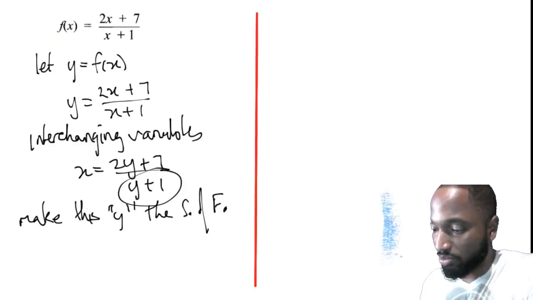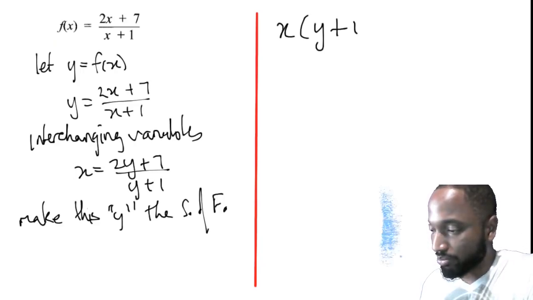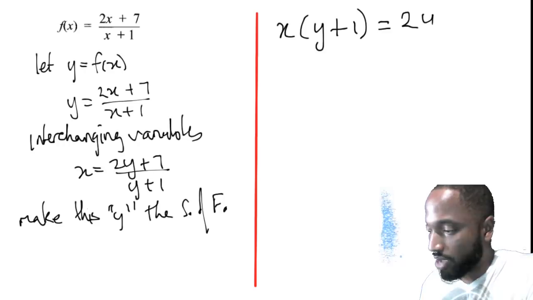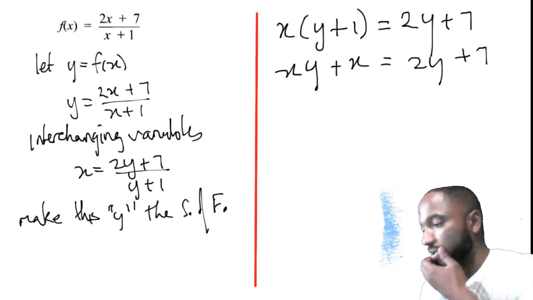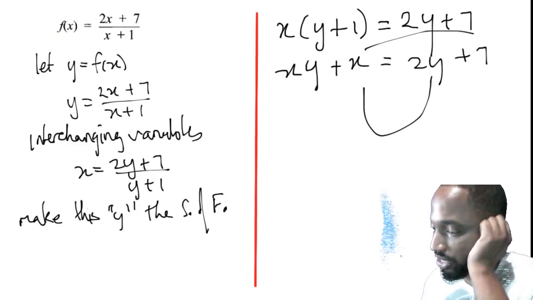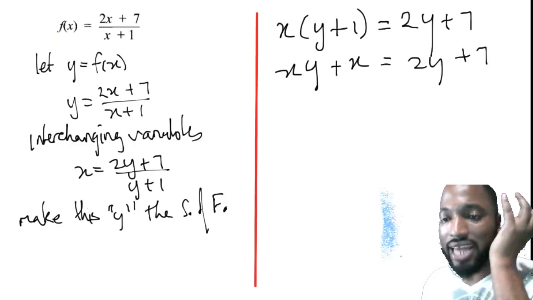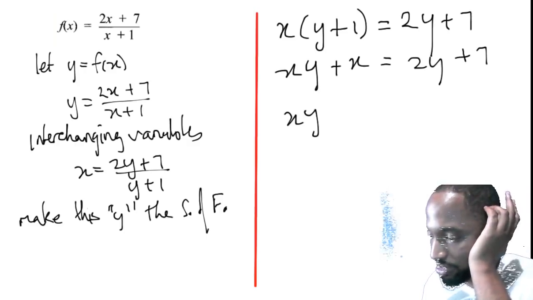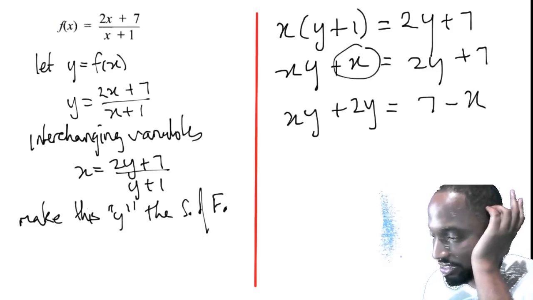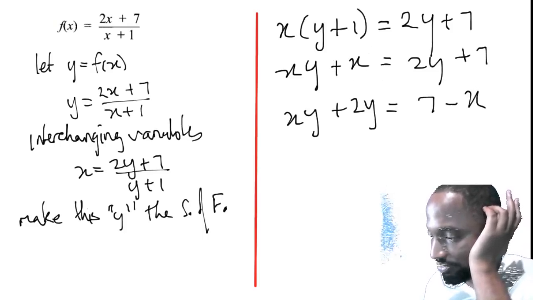The first thing I'll do is multiply the denominator by this side, so I'll have x times y plus 1 equals 2y plus 7. Then I'll multiply that x into the brackets, so I'll have xy plus x is equal to 2y plus 7. Then I'll bring this 2y across and this x across because I want the y's to stay beside each other. So I'll have xy minus 2y is equal to 7 minus x. This x came across and turned negative.